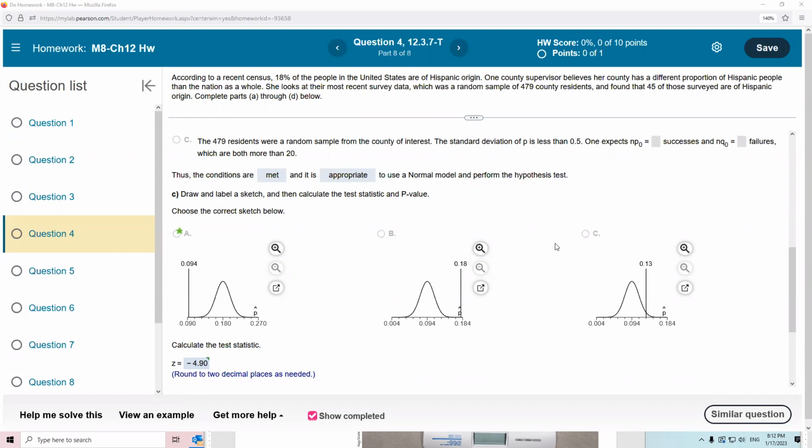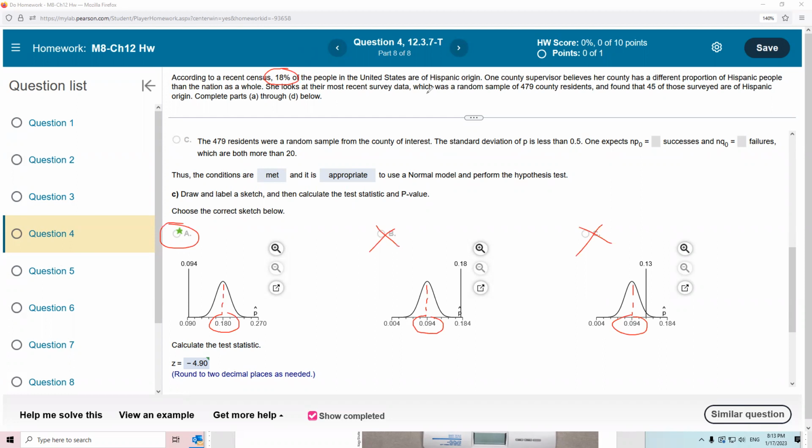What I want to do is first identify the mean of this distribution. Well, the mean is going to be 0.18. So here is the mean of 0.18. This mean is not right because this mean is 0.94. That tells me this is wrong. So it must be answer A.